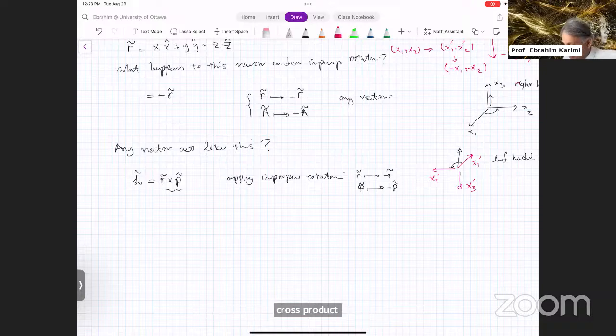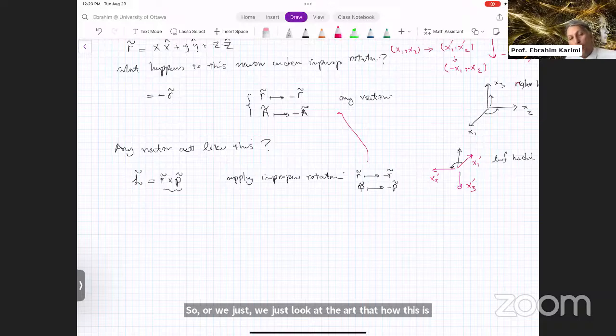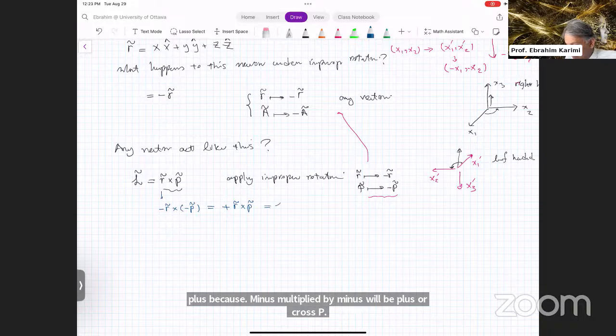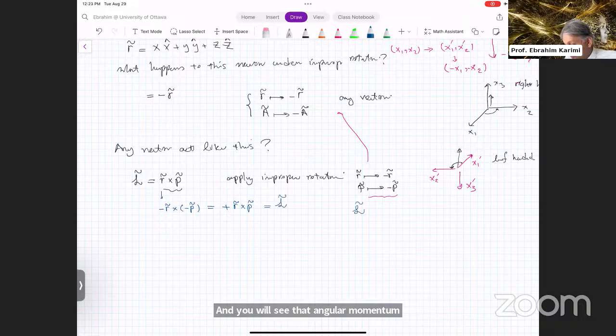So, we just look at R, how this is changing, and P is mv or m dr/dt. So m is a scalar, dr/dt will act exactly in the same way. That's the reason that P also becomes minus P. But look at the value of this. So R becomes minus R and P becomes minus P. So the result will be plus, because minus multiplied by minus is plus, R cross P. And you will see that angular momentum under improper rotation becomes invariant.